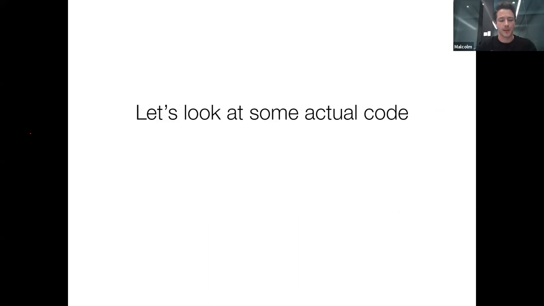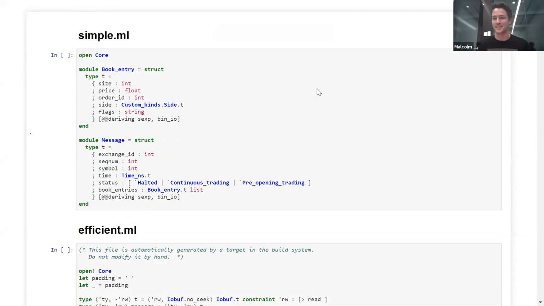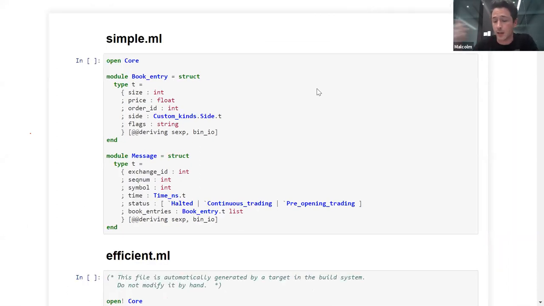All right. We're going to look at some actual code now. Okay, so I covered a lot of stuff, but remember back to the message processing system, okay? Let's imagine we want to do this in the simplest way. So we're receiving a stream of data in some binary format from an exchange. And we might just go ahead and define some types. The types of these are not super important. Imagine this is an arbitrary message from an exchange. It might have an exchange ID, a sequence number, a symbol, and a list of book entries, where each book entry has a size, a side, whatever. Just imagine this is the format we're getting from the exchange.